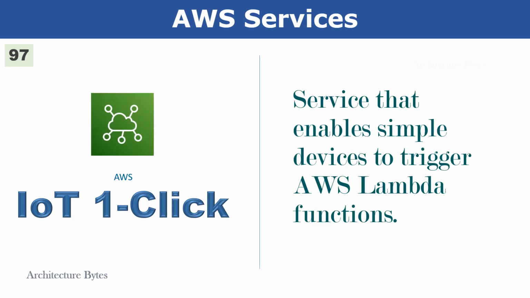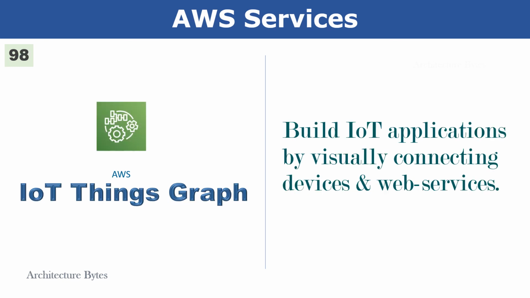IoT One-Click is a service that enables simple devices to trigger AWS Lambda functions. Such devices enable you to perform actions such as tracking assets, notifying technical support, and replenishing goods, etc. They are ready for use out of the box and eliminate the need for writing your own firmware for secure connectivity.